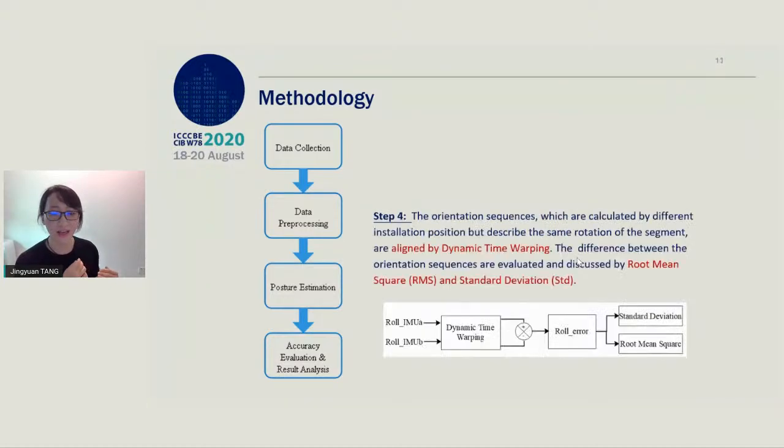All these orientation sequences are aligned by dynamic time warping, DTW, first, and then the differences between the orientation sequences are evaluated by RMS and standard deviation, as shown in this workflow. So that is the whole methodology here.